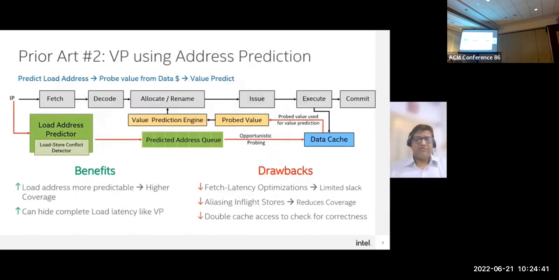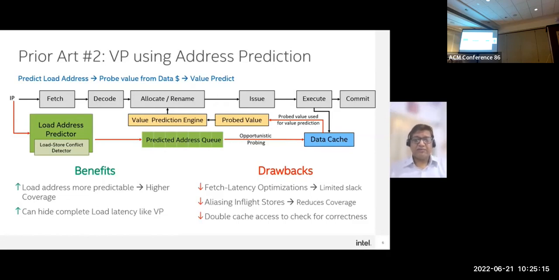The second set of prior works use address prediction to perform value prediction. They exploit the observation that load addresses can be more predictable than load values. While the load instruction is being fetched and decoded in the front end, the load address is predicted. This predicted address is used to probe values from data caches. Further, if the probe can be completed before load allocation, the probed value is used to perform value prediction.